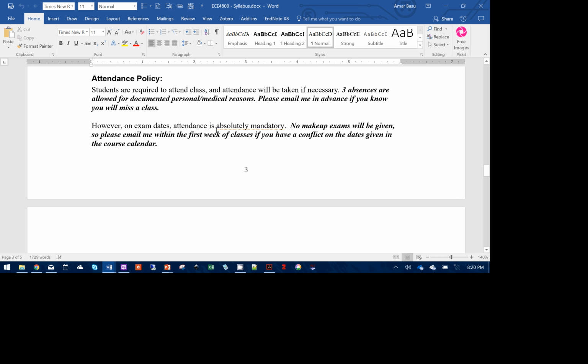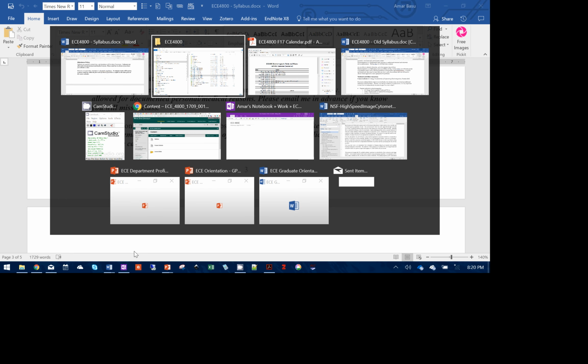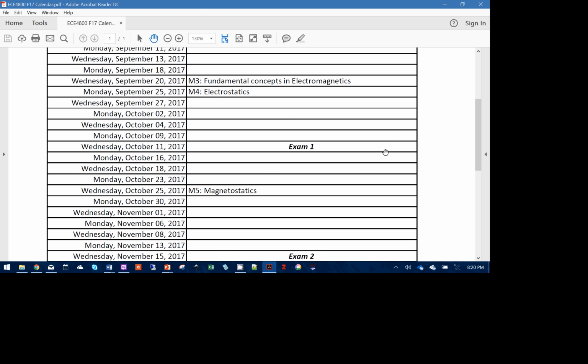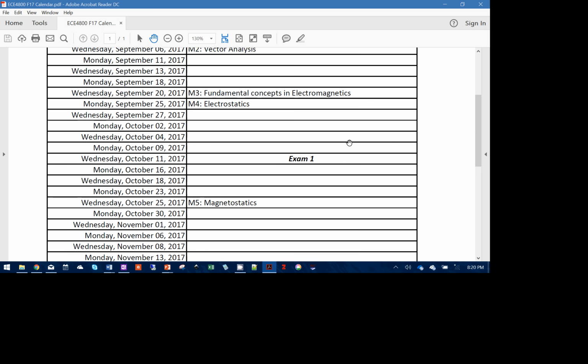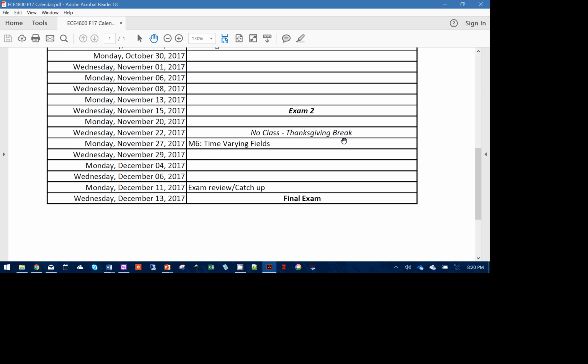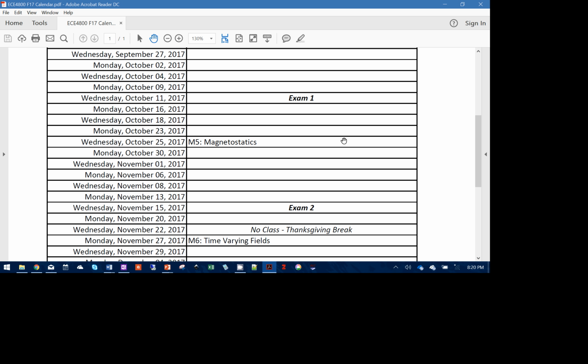The exam dates are listed in the course calendar here. I definitely would like you all to make a commitment to be here on those dates, block them off in your calendar, because I generally do not give makeup exams. We will have exams on October 11th and November 15th, and the final exam will be December 13th. Those exams will generally be the entire class period.